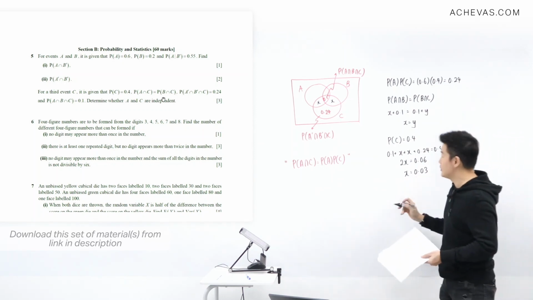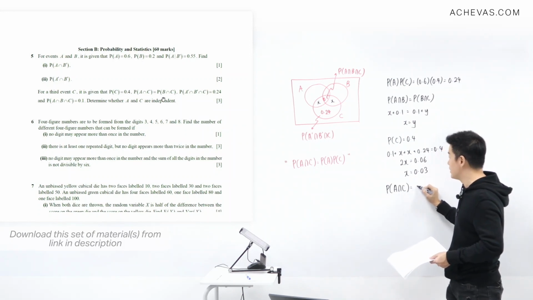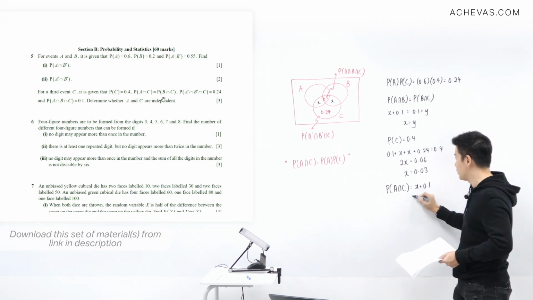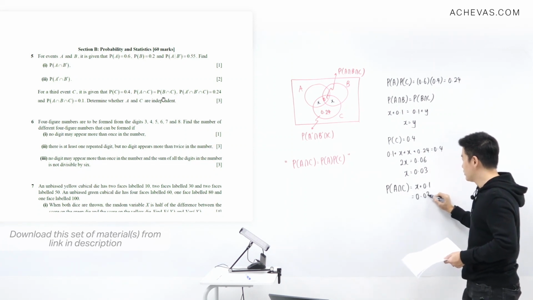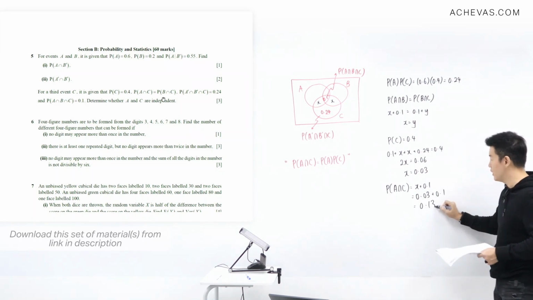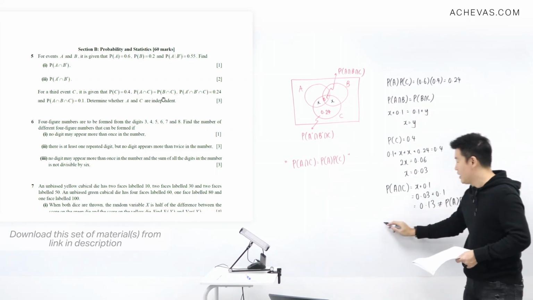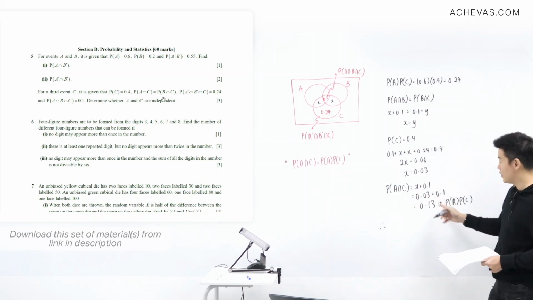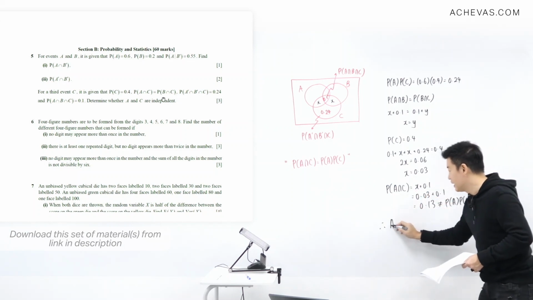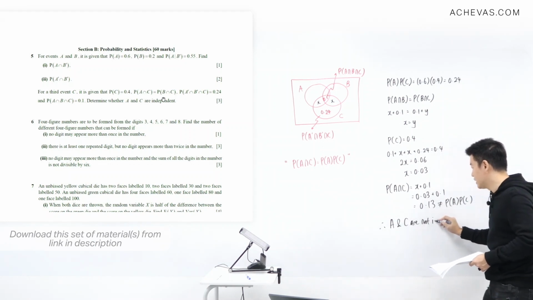So now we know X is equal to 0.03, and the probability of A intersect C is going to be equal to this X plus 0.1. So it's going to be 0.03 plus 0.1. This is equal to 0.13. And numerically, it is not the same as the probability of A multiplied by the probability of C. So therefore, we can now conclude based on this comparison that A and C are not independent.